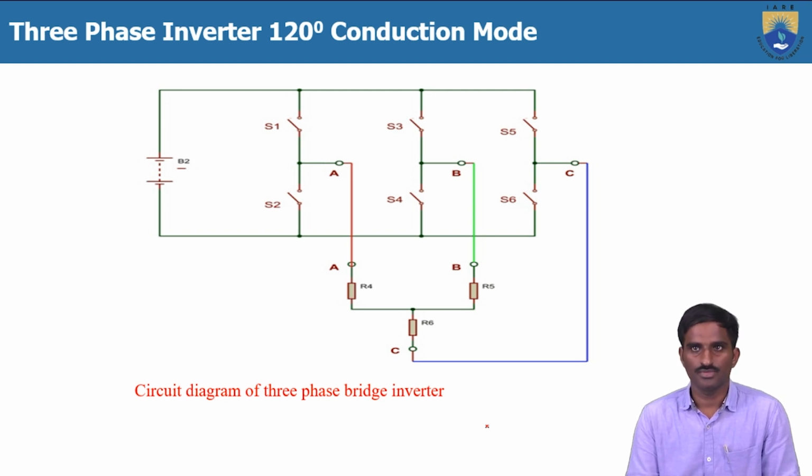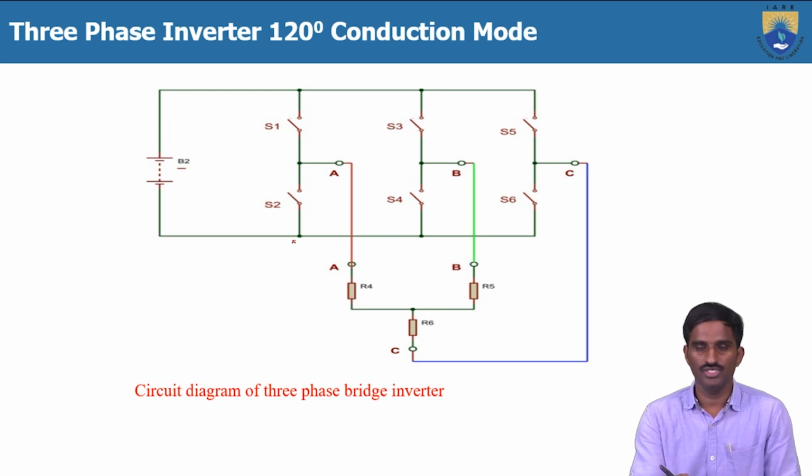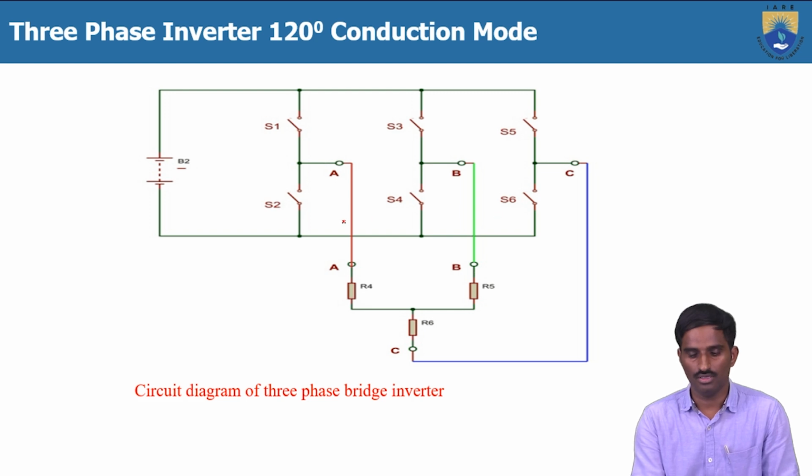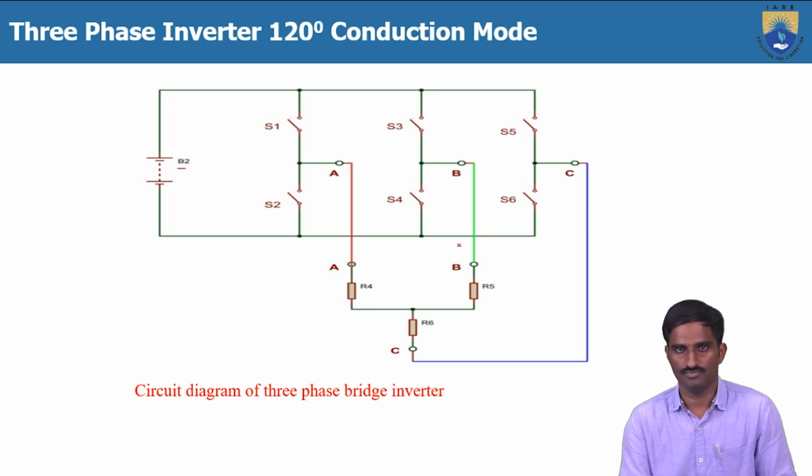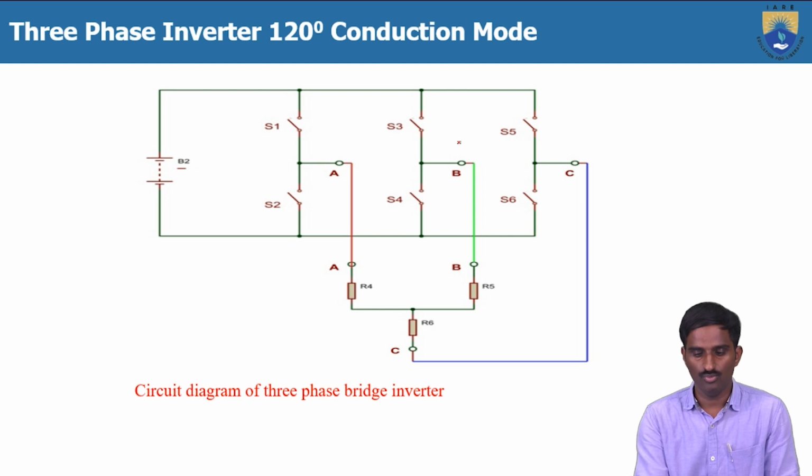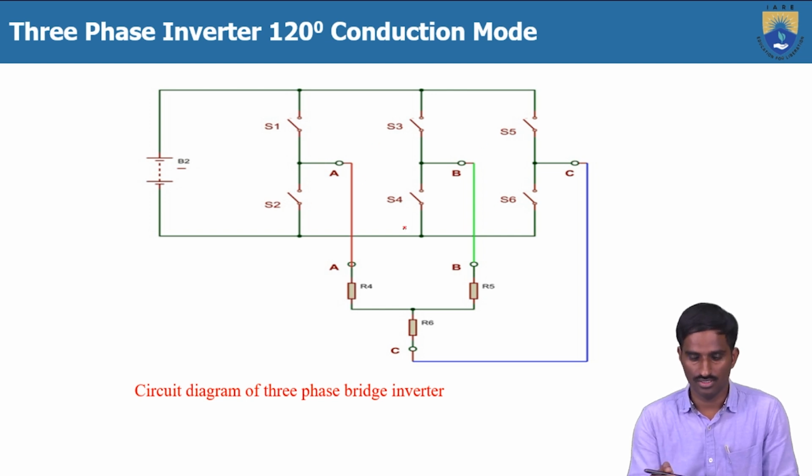Here, the same circuit we have considered for the 120 degree mode of conduction, because there are a total of 6 switches present in the 3-phase inverter. Each phase has 2 switches which are connected in series. And here S1, S3, S5 are called the positive group of switches, and S2, S4 and S6 are called the negative group of thyristors, right? So why we are dividing into positive group and negative group, there is a reason behind this.